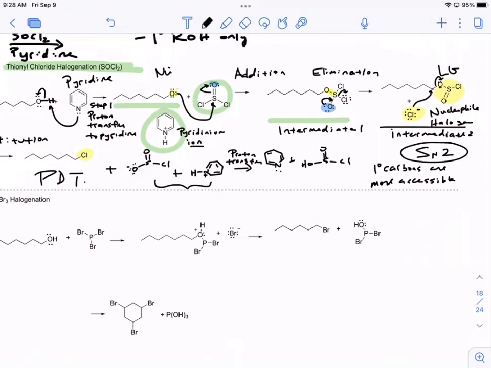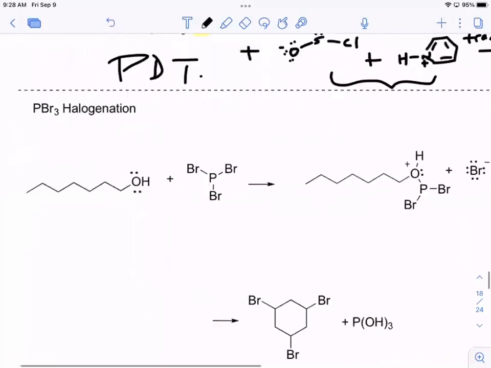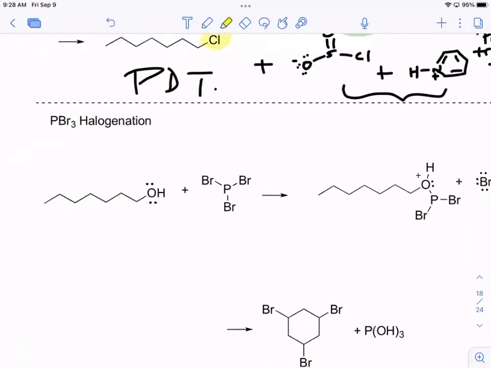So the second reaction is to use PBr3 to convert. Again, what we're talking about is converting alcohols into alkyl halides. That's what we're talking about, right? So anytime we're on a topic, always keep in the back of your mind what the topic is so that as we go along, you'll understand why we're doing what we're doing.